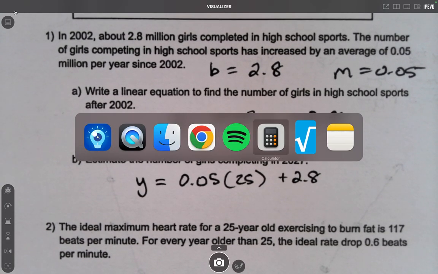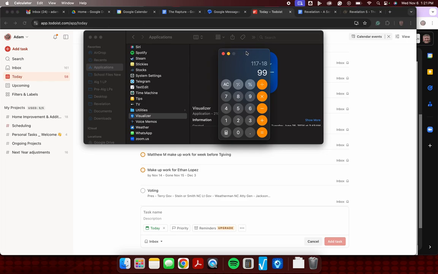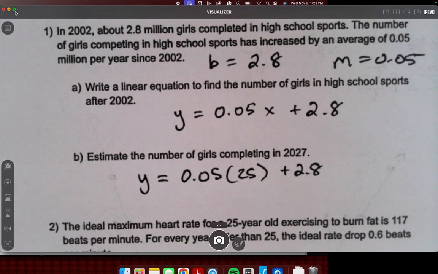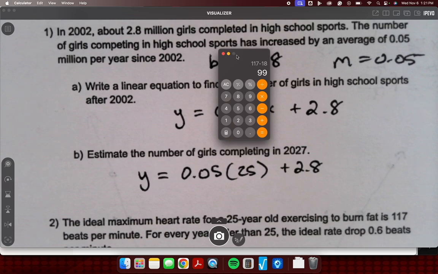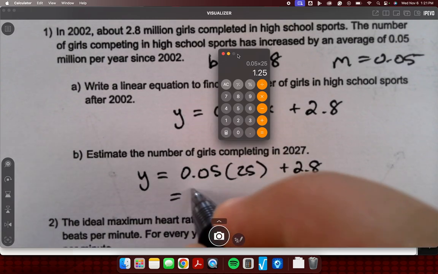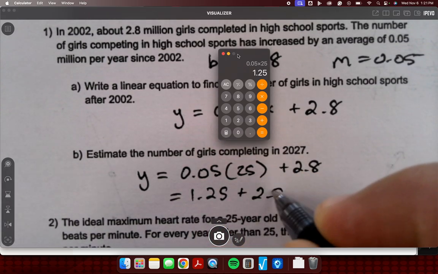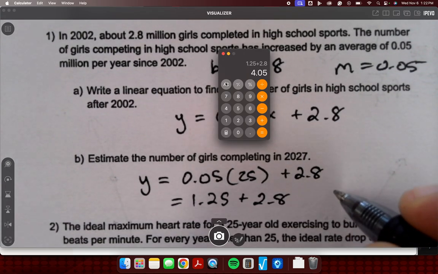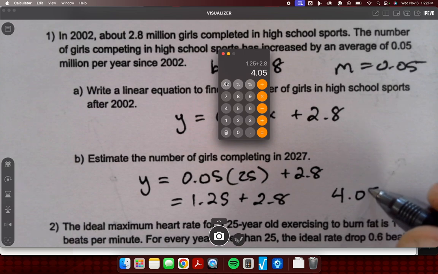Tell you what, I think I have a better way I can show this. Here we go. Okay, 0.05 times 25 gives us 1.25. Then we add 2.8 to that. 1.25 plus 2.8, we get 4.05. So that means the number playing in 2027 will be 4.05 million girls.